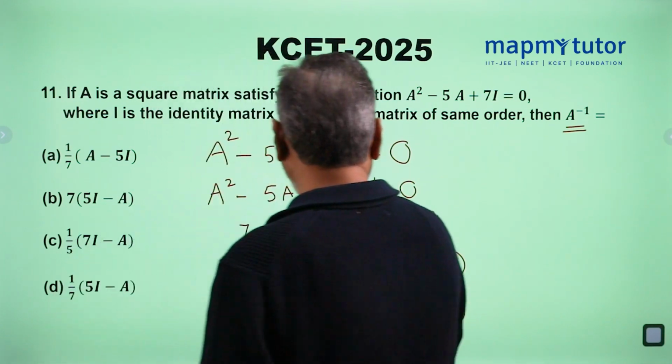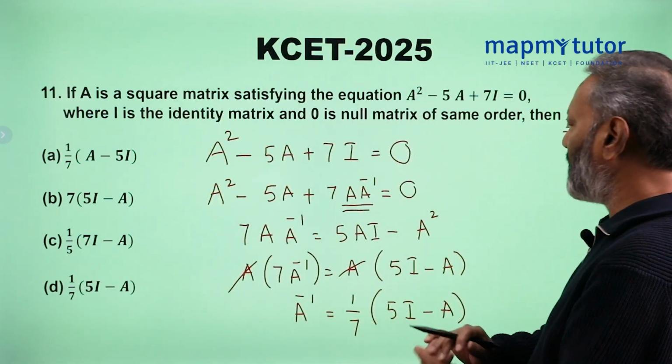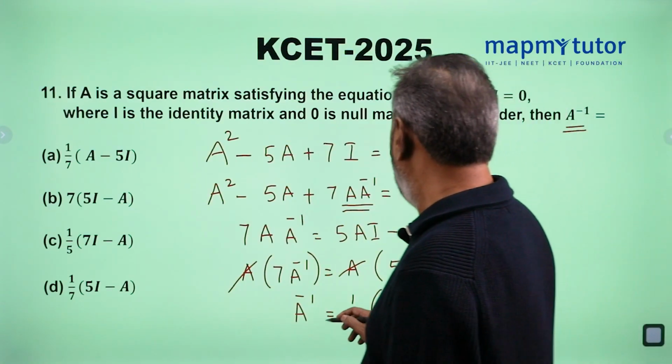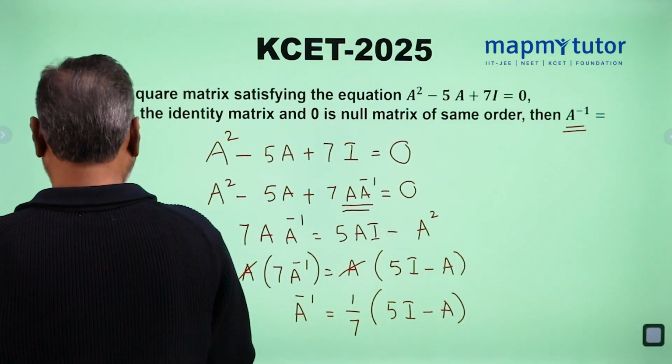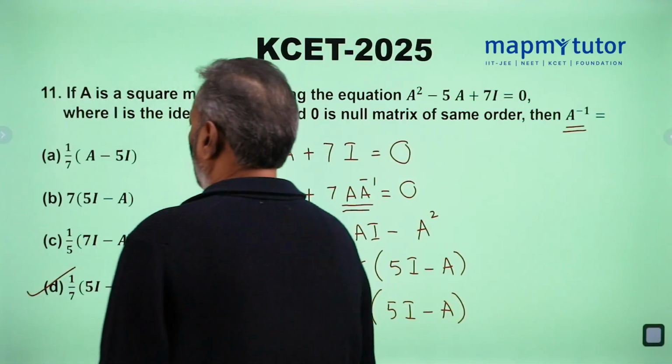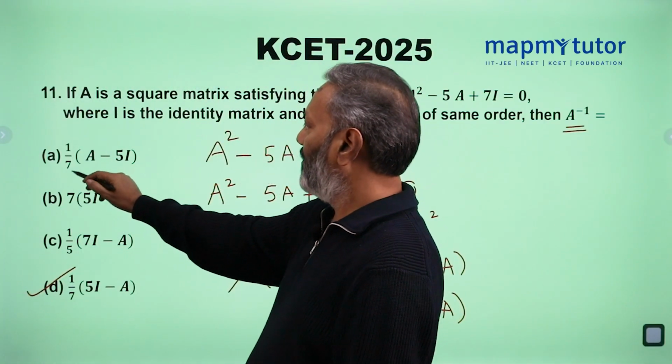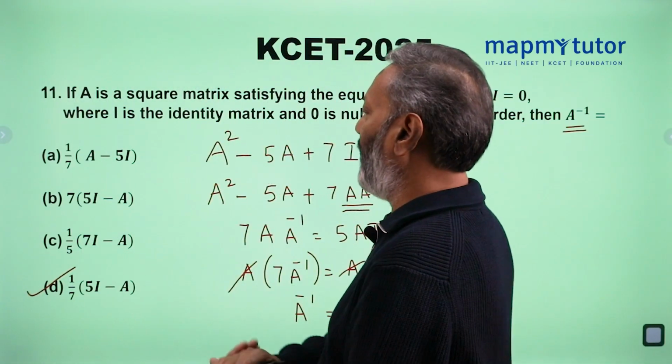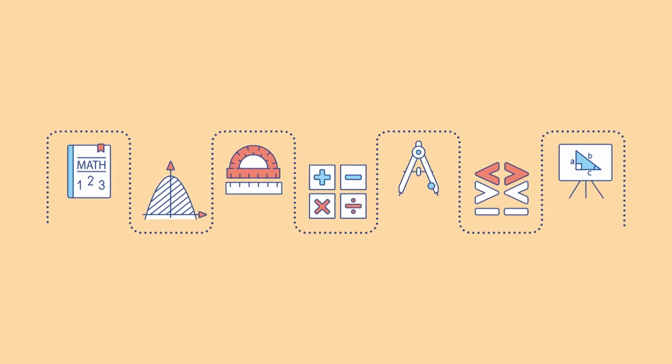So A inverse is what? 1 by 7 times 5I minus A. And where is it? 1 by 7 into 5I minus A, option D. Okay, very close to that is 1 by 7 into A minus 5I. Be careful, okay?